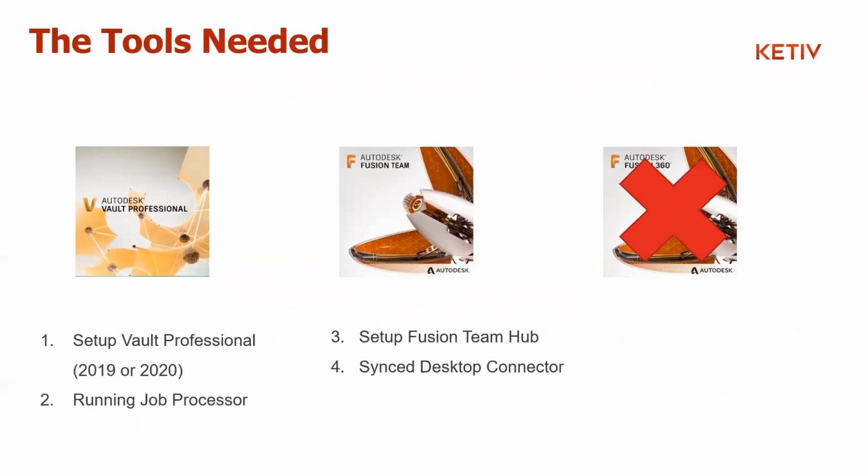The other two are having a seat of Fusion Team and making sure your Fusion Team hub is set up, as well as a downloaded desktop connector. So this comes with Fusion Team. You can download it, and it essentially connects your Fusion Team and creates a mirrored version of it onto your local machine. And then that connection will be used with Vault Professional's Project Sync later down the line here.